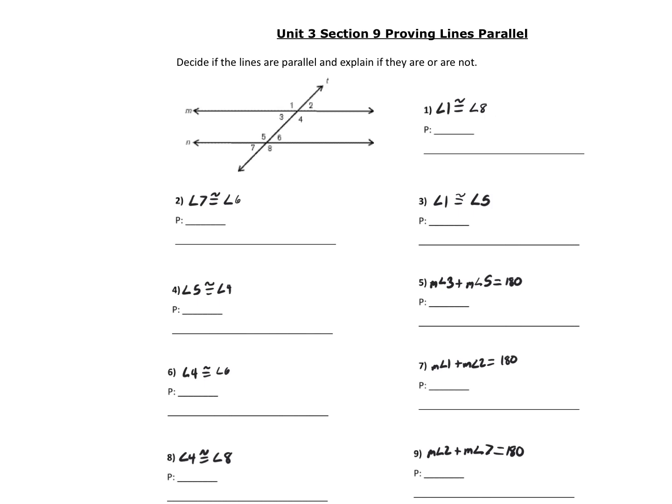So if you look at number one, angle 1 is congruent to angle 8. Angle 1 and angle 8 are alternate exterior angles. Alternate exterior angles are supposed to be congruent if the lines are parallel. So we would say that yes, that does prove that they are parallel, because alternate exterior angles are congruent if the lines are parallel. So that's a good one.